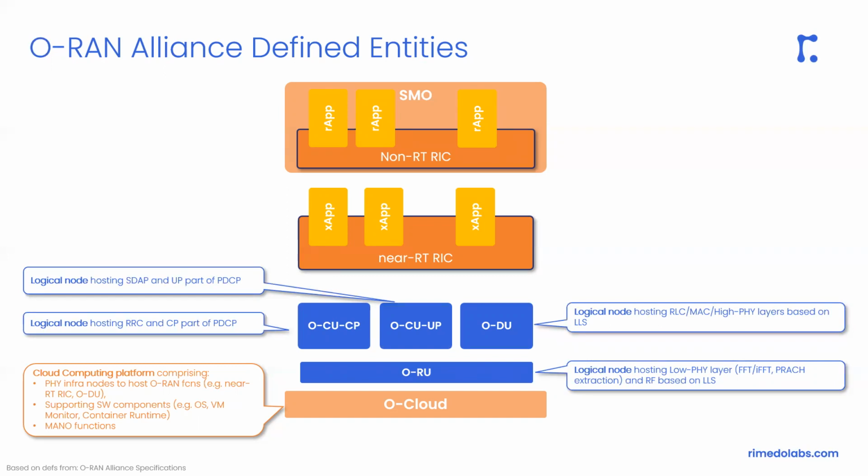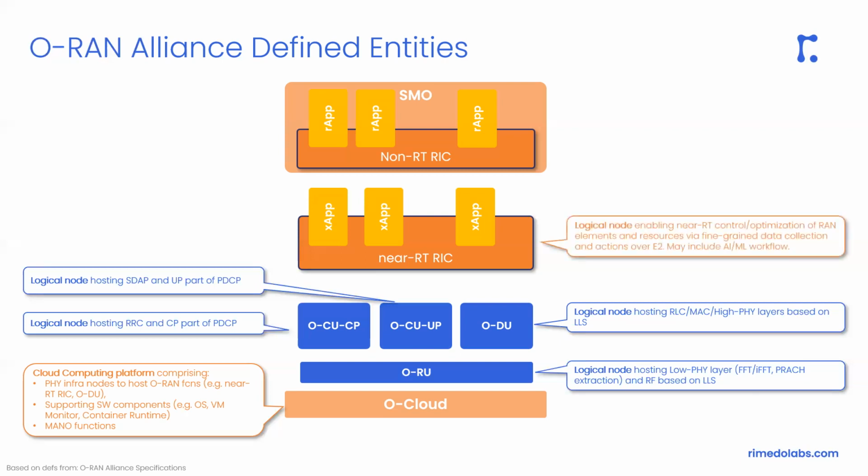So all these blue elements are 3GPP-defined functionality adopted into the O-RAN Alliance specifications, but they are defined by 3GPP and maintained by 3GPP, whereas the O means they are adopted by the O-RAN Alliance. Then the orange ones and the yellowish ones are the O-RAN Alliance specific functions, including the O-Cloud, including the near real-time and non-real-time RIC, SMO, and xApps, rApps.